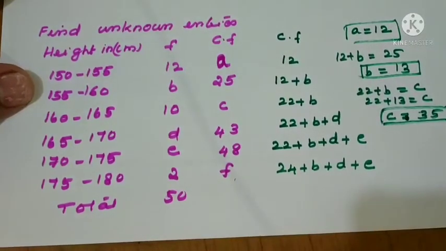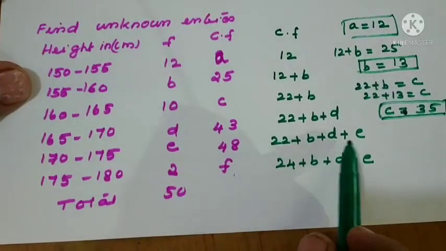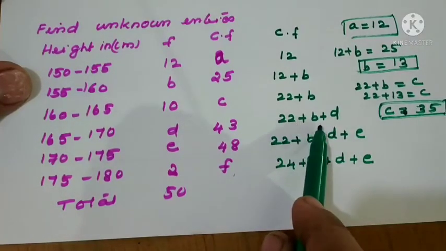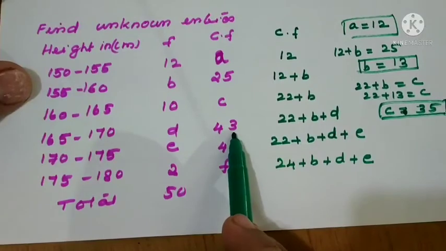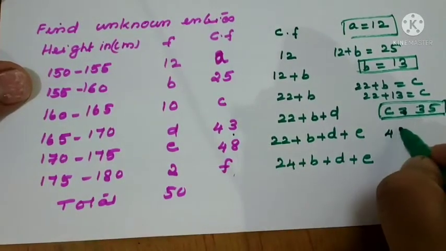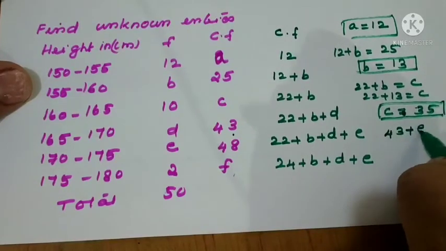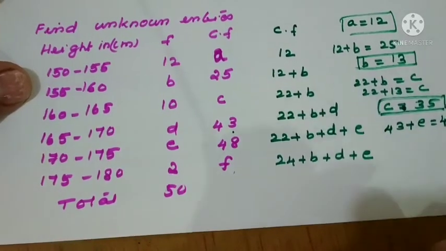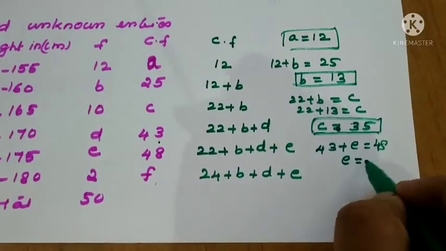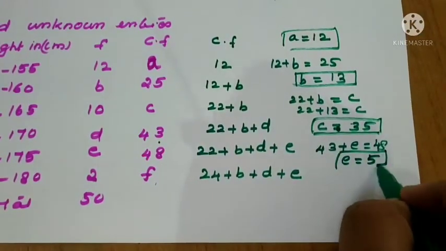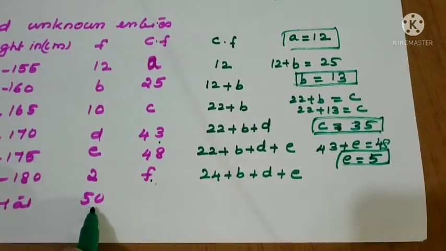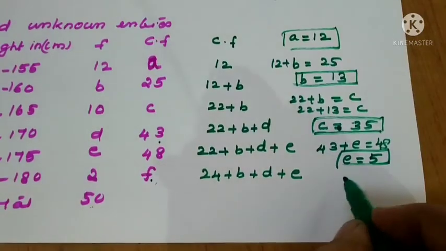Okay. Next, 22 plus b plus d plus e equal to 48. So b plus d, that is 22 plus b plus d, what is the value? 43. So 43 plus e equal to 48. Right? So what is E equal to? E equal to 5. Now what is this F? F means all the sum of this one. F equal to 50 only.